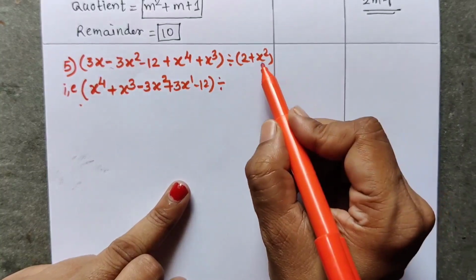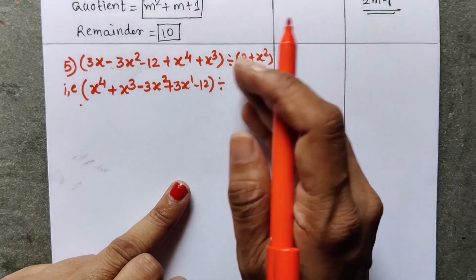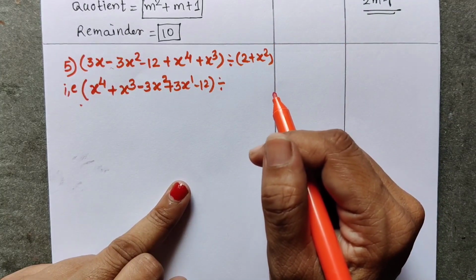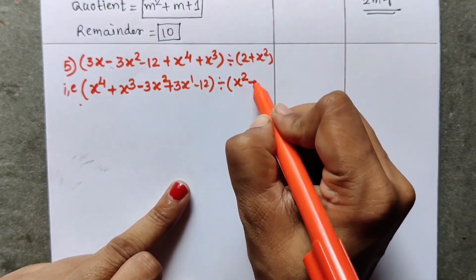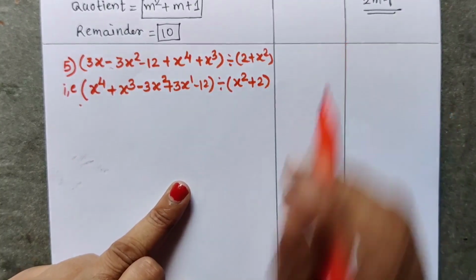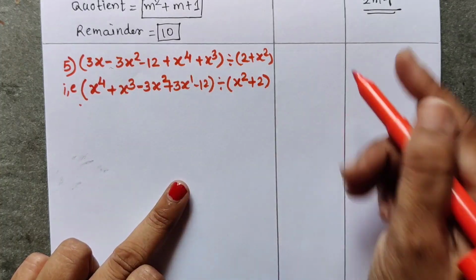Divide by, here also we can see that the square term is written as the second term and only the constant term is written as the first term. So we will change it. We write the square term first and the constant term afterwards. Okay, so in this way we have written in the proper order.